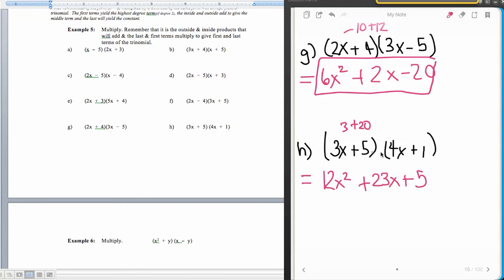Notice that these two things were the same sign, and we got a positive here, and those two products, outside, inside, added up, and they kept the common sign there. And so that's our product.